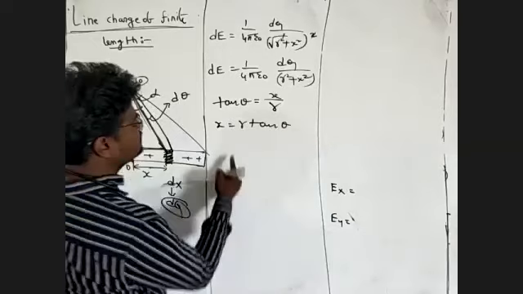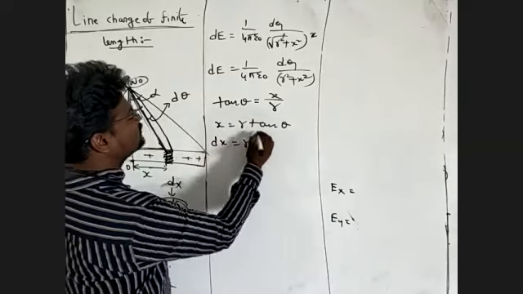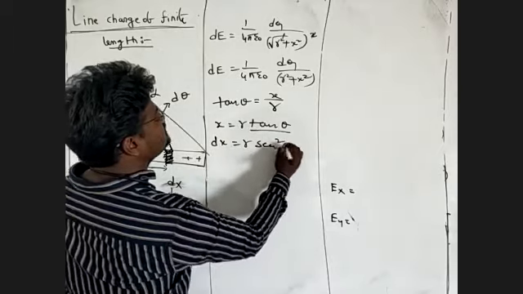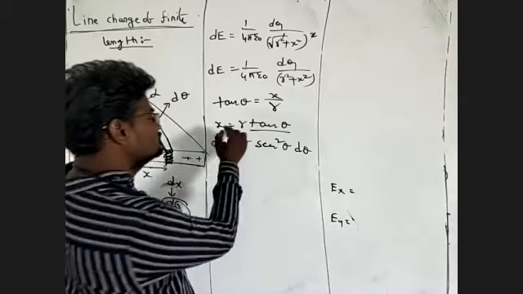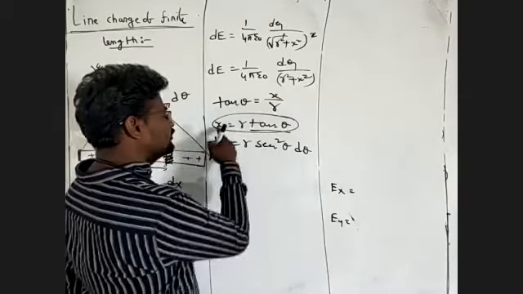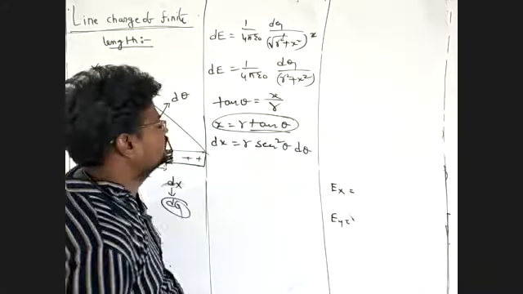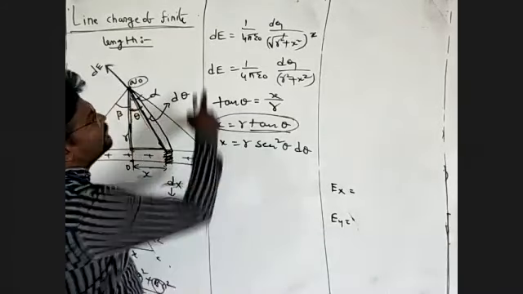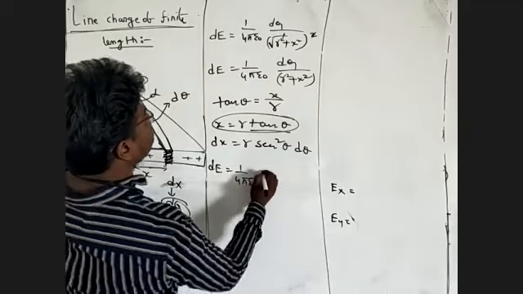Take the derivative with respect to x: dx is equal to r times the derivative of tan theta, which is secant square theta d theta. Taking the derivative of both sides of this equation, we get this. Now we will see dE is equal to 1 by 4 pi epsilon naught dq.